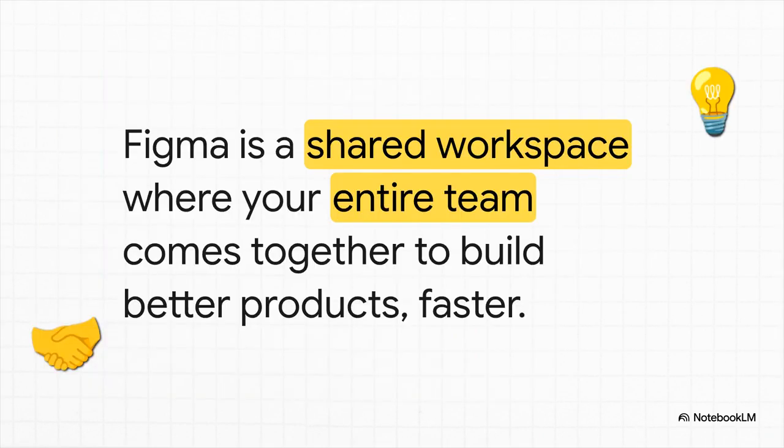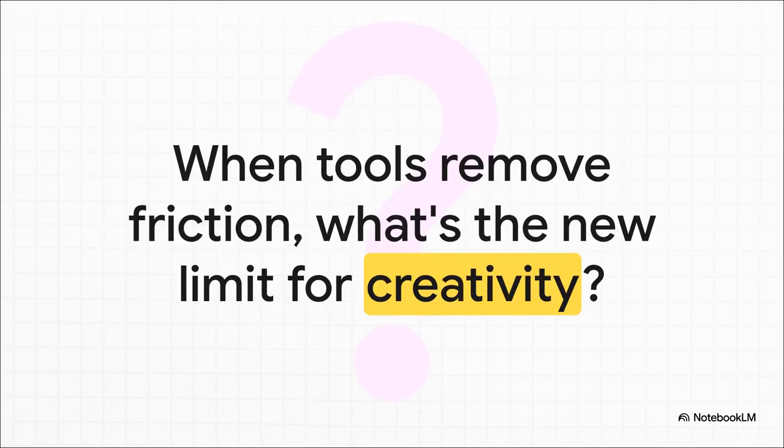So when you zoom out, you see that Figma has really become much more than just a tool for designers. It's the central hub, the shared workspace where the entire team, designers, product managers, engineers, you name it, can come together to build things. And that leaves us with one final big question to think about. When our tools get so good that they remove all the annoying friction, the version control, the file sharing, the communication breakdowns, what does that mean for us? When the tool itself is no longer the bottleneck, what's the new limit for our own creativity?